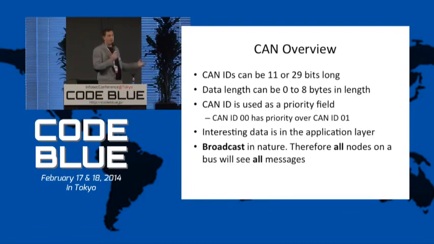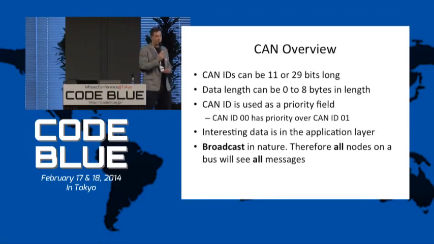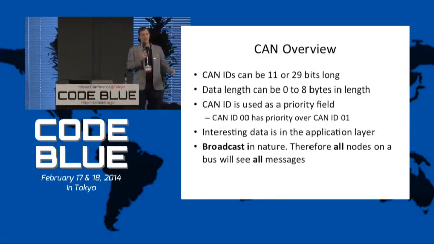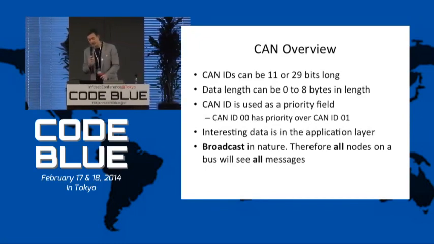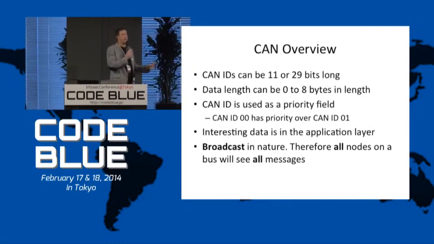Each ID contains a payload when it's sent on the bus. It can either be 0 to 8 bytes in length, right? And it's really simple. You can just look at these bytes, and it either has 0 or 8. There's a little bit of a caveat to that, but I'll talk about it later. What you should know is the ID is used as a priority field.